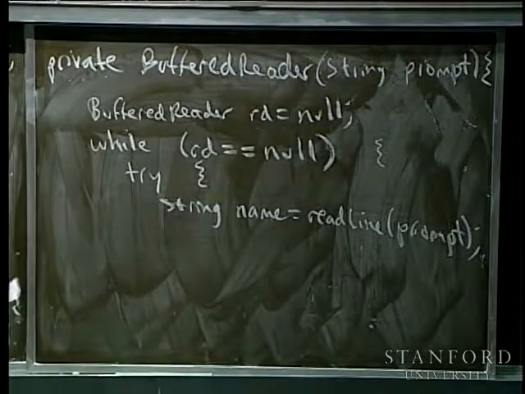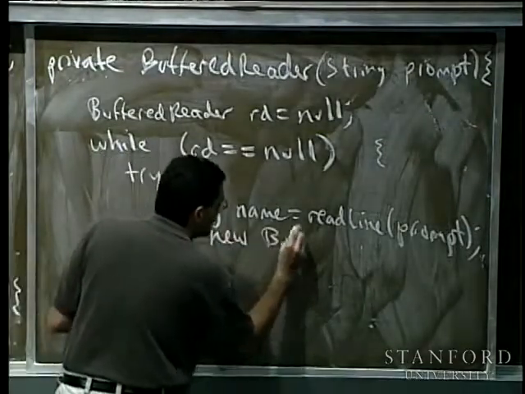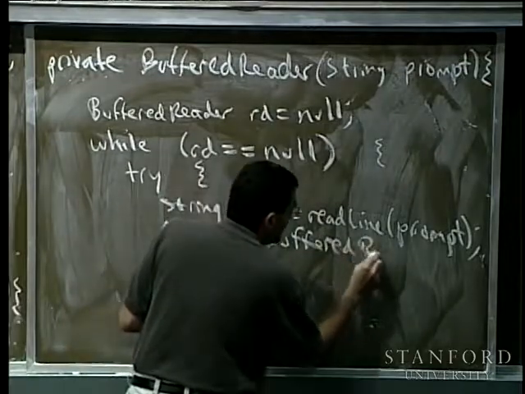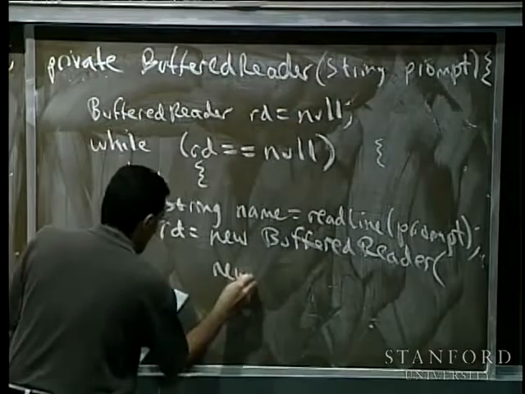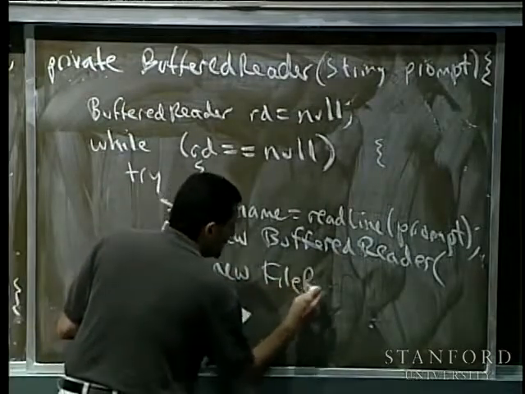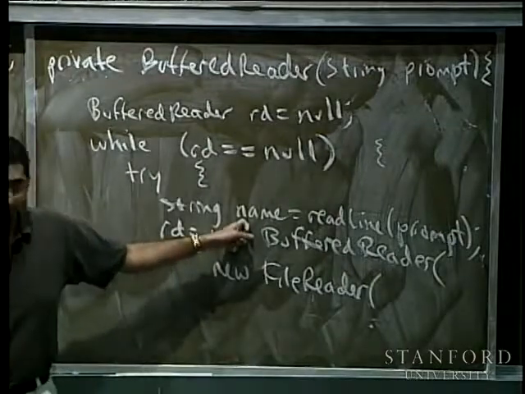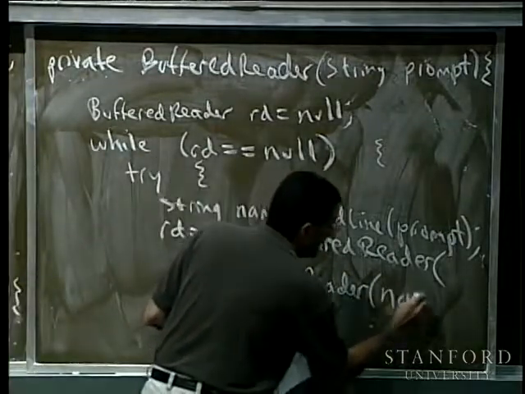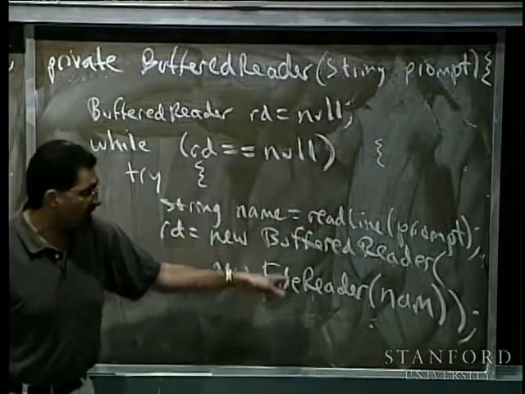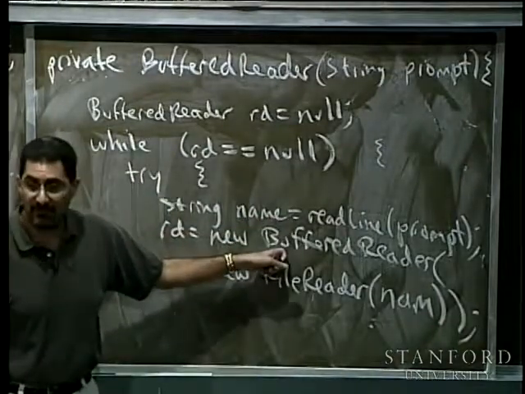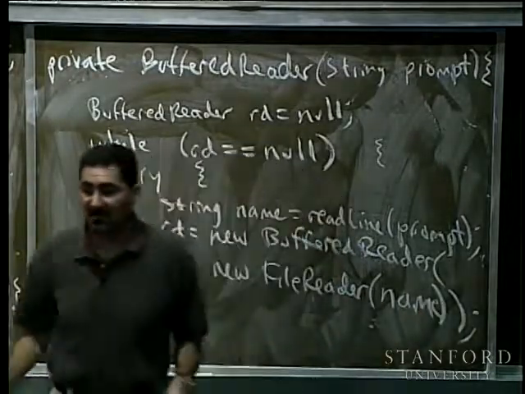I want to create the buffered reader. So I say rd equals new buffered reader. And the parameter I'm going to pass to a buffered reader is new file reader. And the parameter I'm going to give to the file reader is whatever file name the user gave me. So this is just name. So what this is going to try to do is whatever the user gave me, it's going to try to create one of these new buffered reader objects that corresponds to the file with that name that's actually on disk.